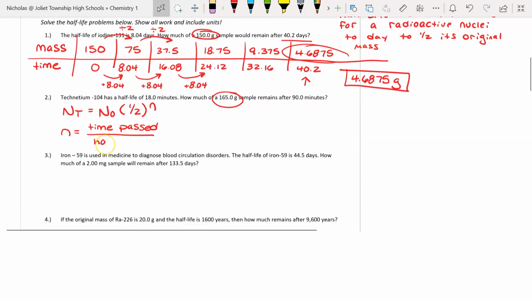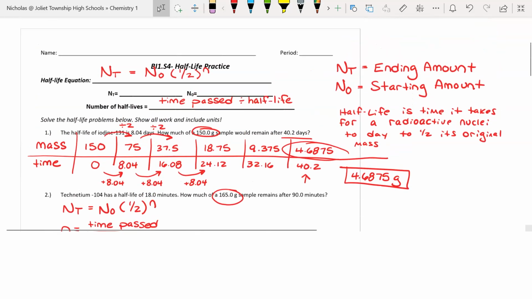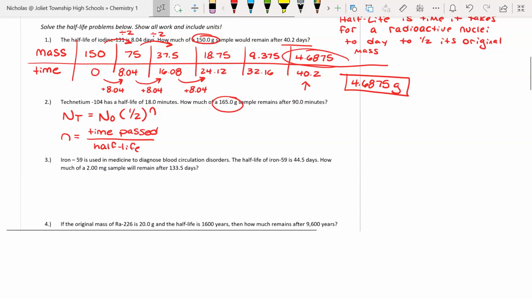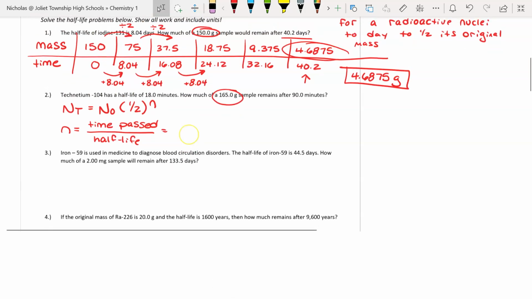Let's try that again. Half-life. Okay. All right. Now, the amount of time passed, it says, is 90 minutes. That's the total amount of time that passed. And my half-life is 18 minutes. So I'm going to do 90 divided by 18. It's too early in the morning for me to do that in my head.